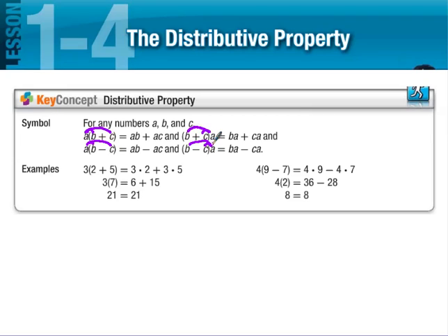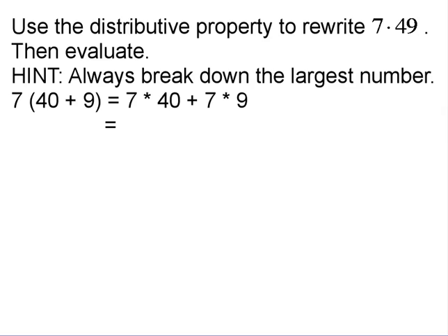Well, we can do this using the distributive property. All I'm going to do is take 3 times 2 and 3 times 5. So 3 times 2 plus 3 times 5, 6 plus 15, which is 21, which is the same thing. And so that example is what starts us in our homework today. It says use the distributive property to rewrite 7 times 49. So this is my problem, 7 times 49. It says then evaluate.